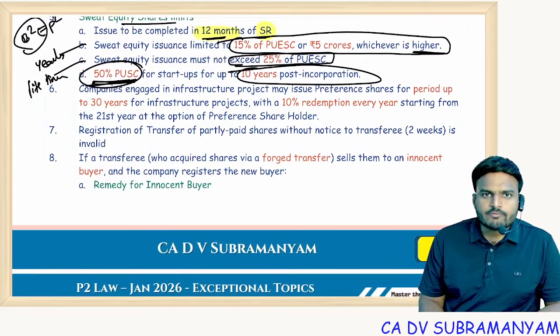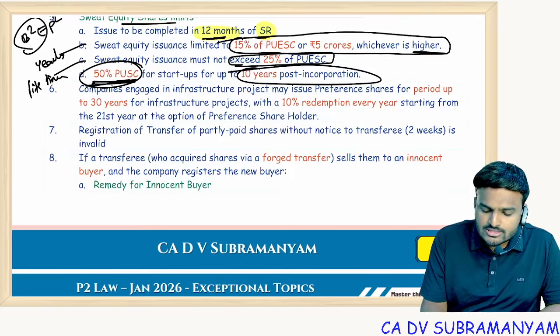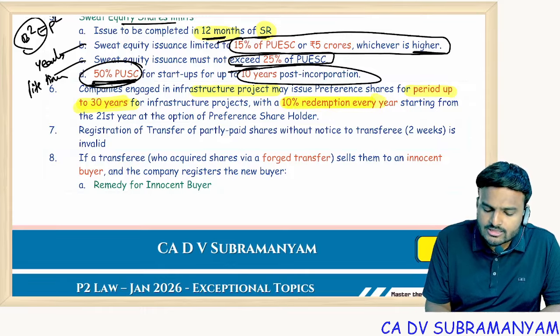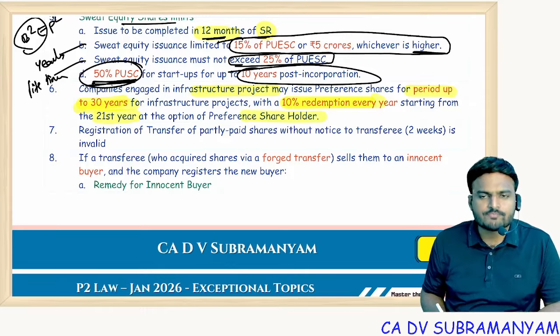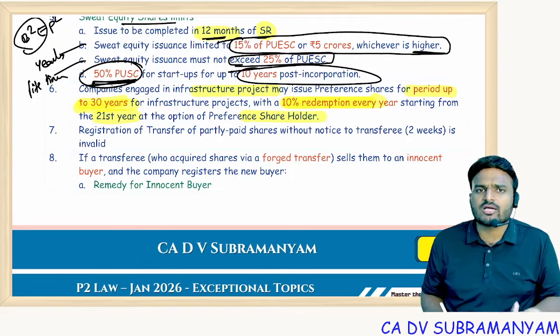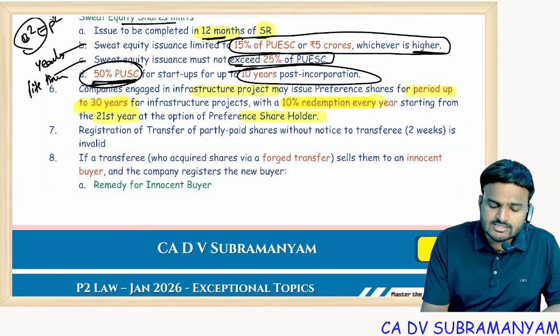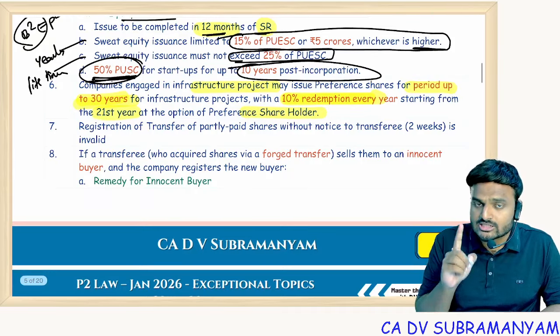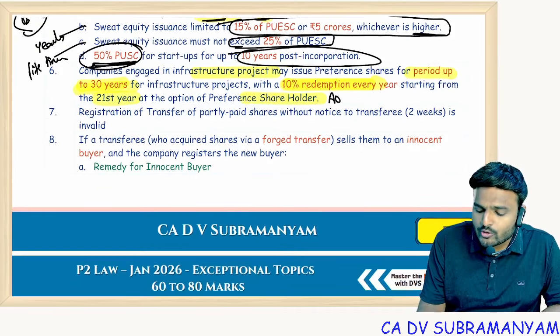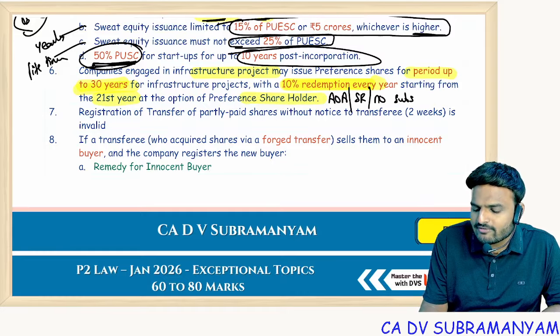Company can issue preference shares for a period of 20 years. But if you are a company engaged in infrastructure projects, for you the maximum duration is 30 years, provided every year 10% redemption should be done from the 21st year onwards. So by the end of the 30th year, the balance becomes 0. And conditions for issue of preference shares: AOA authorization, special resolution, no subsisting default with respect to existing preference shareholders.